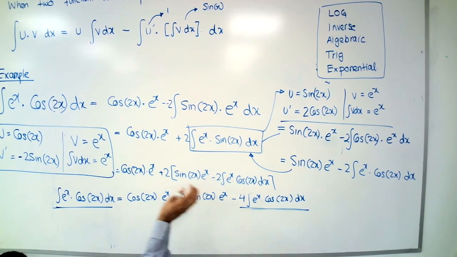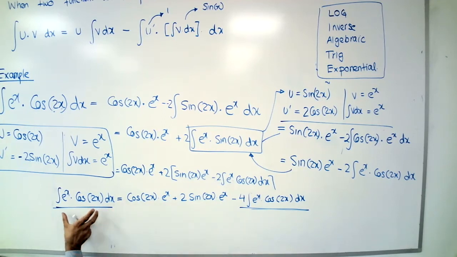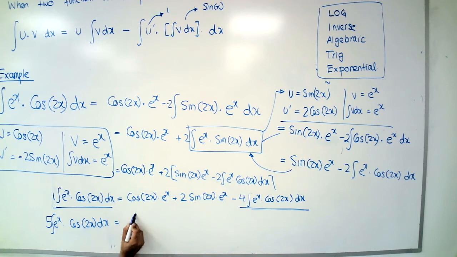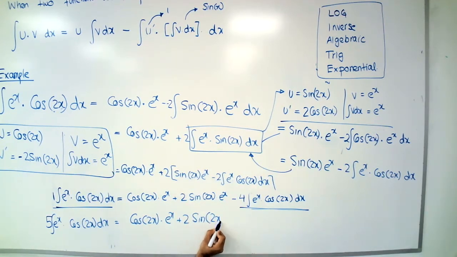Why can't I bring this thing back on this side? Let's bring this back on this side and work it out. So there's a 1 e to the x, and there's a minus 4. When the minus 4 comes there, that becomes a plus 4. So on this side it will be 5 times the integral of e to the x cos 2x dx equals cos 2x times e to the x plus 2 sine 2x e to the x.